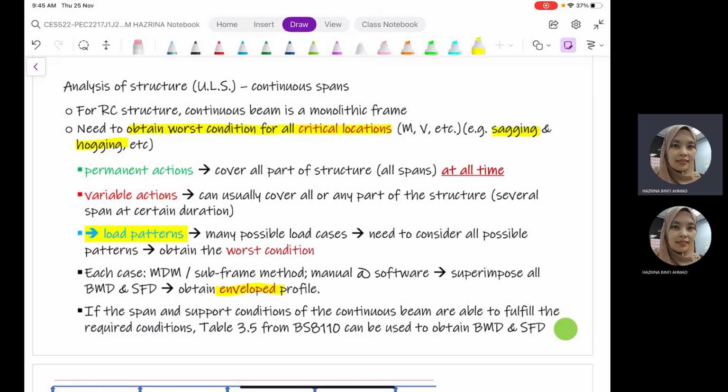Okay, so if the span and support conditions of the continuous beams are able to fulfill the required conditions of Table 3.5 from BS 8110, therefore it can be used to obtain the bending moment diagram and also the shear force diagram. However, there are some requirements that we have to follow, then only this table is applicable. However, if the span and support conditions of the continuous beam do not fulfill these requirements for Table 3.5, therefore you need to do the manual calculation, or use software, for the moment distribution method. Then only you will be able to draw the bending moment and shear force diagram.